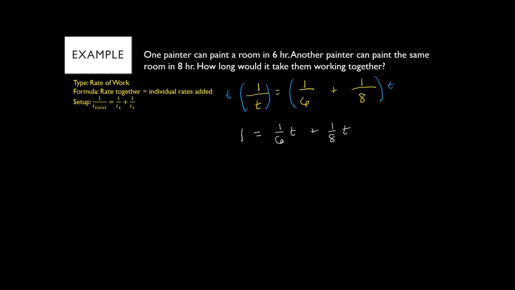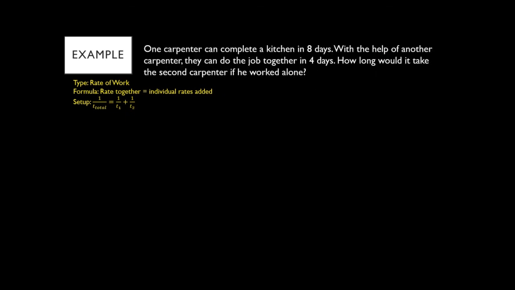So let's look at another one. One carpenter can complete a kitchen in 8 days. With the help of another carpenter, they can do the job together in 4 days. How long would it take the second carpenter if he worked alone? Same sort of setup here: 1 over the total time. We know the total time is 4 days, so that's going to be 1 over 4.